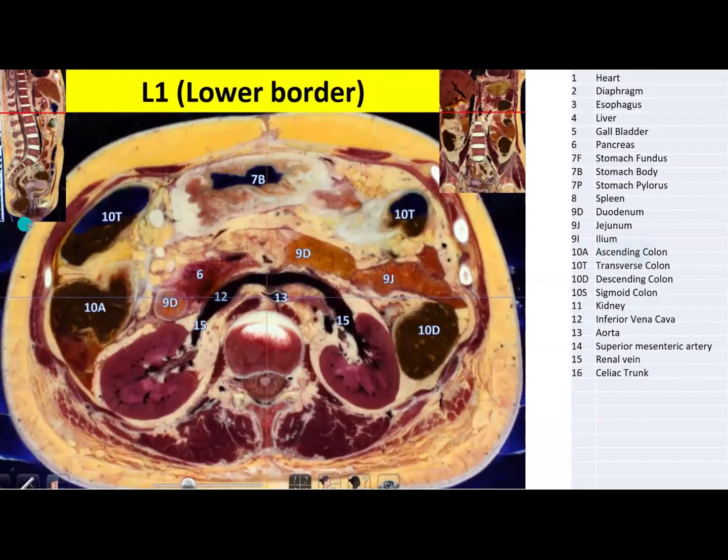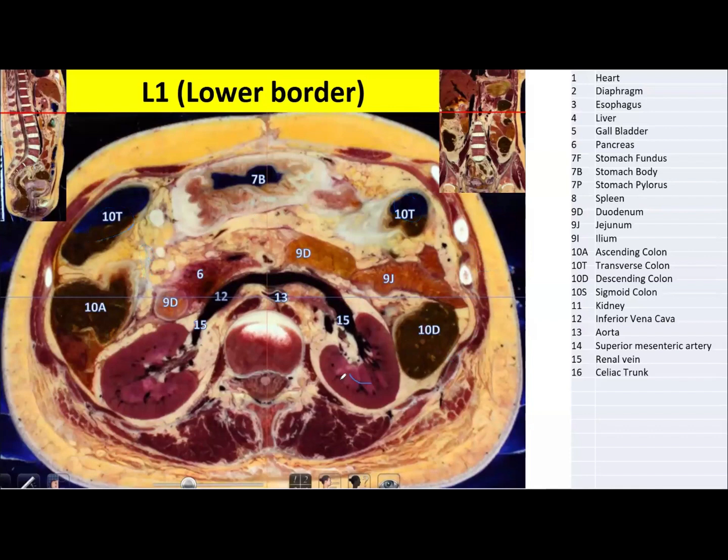Now for the lower border of L1, you still have the body of the stomach. You have the transverse and transverse. Okay, these two are transverse colons. The descending and ascending are mostly in the back of your body. The ones at the back that are more posterior are the ascending and descending. And you can tell on the right side is obviously ascending, on the left side it's obviously descending. And the ones in the front are transverse colons.